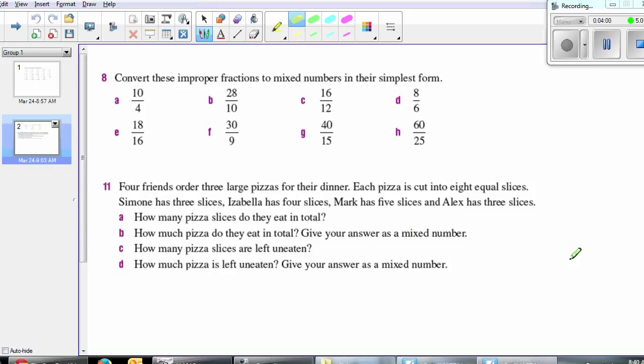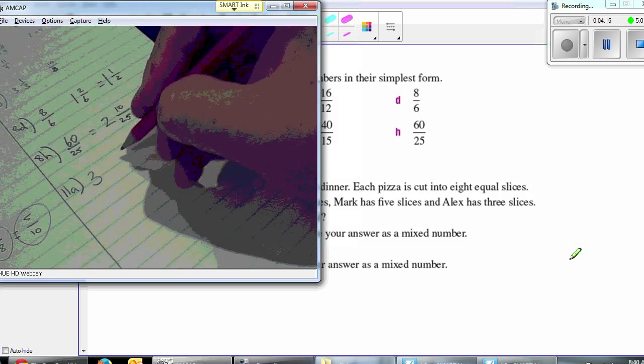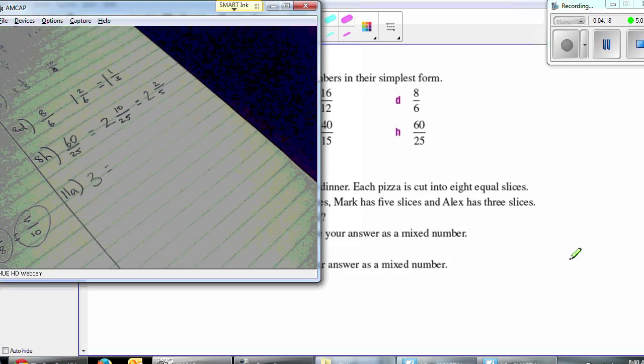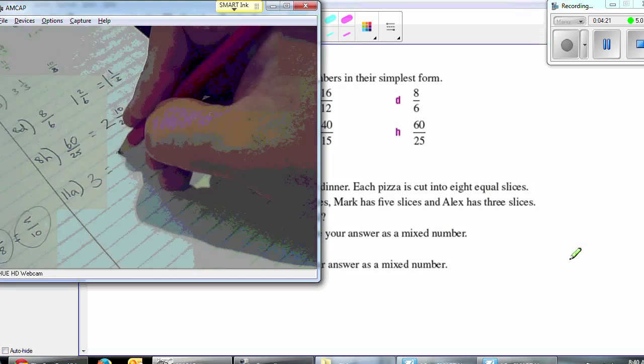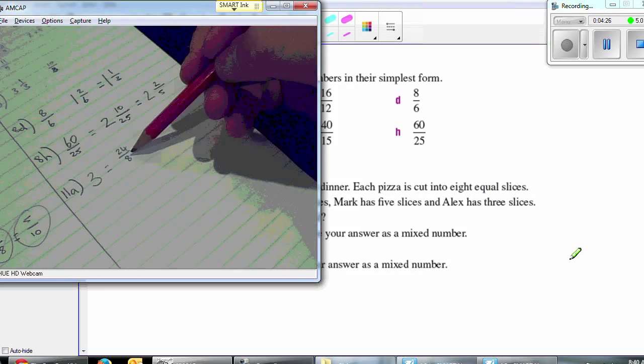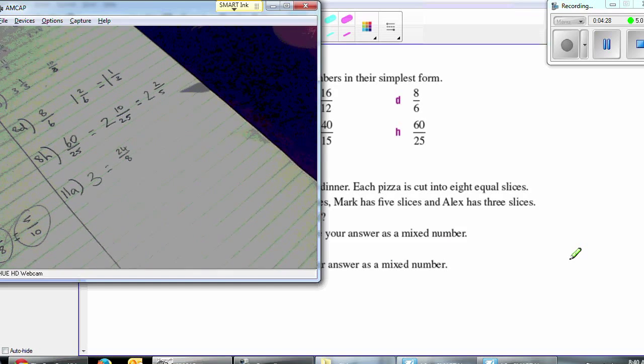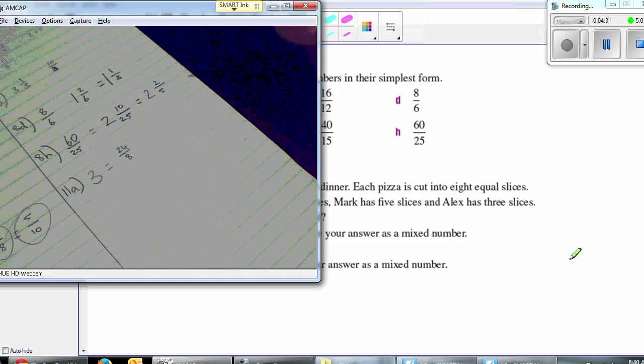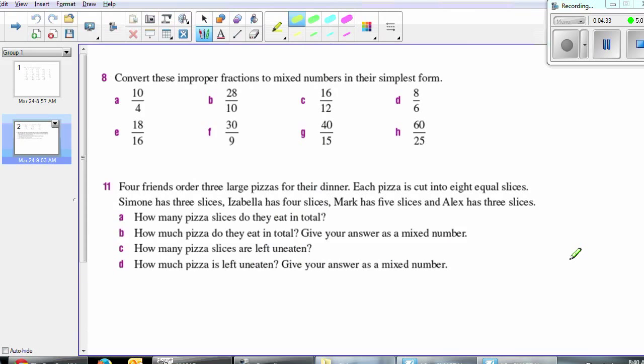Okay, so we need to have a look at how many slices they've all eaten. All right, we have a total of 3 pizzas. Okay, they're all cut into 8 slices. All right, so that means we have 3 wholes. Okay, and into 8s, that means that we have 24 eighths. Okay, we have 24 slices of pizza that are cut into 8 pieces each. So now we just need to look at how many each ate.